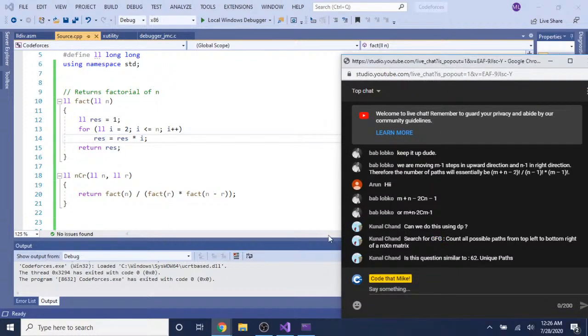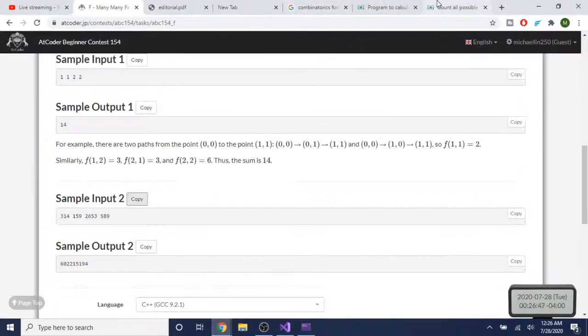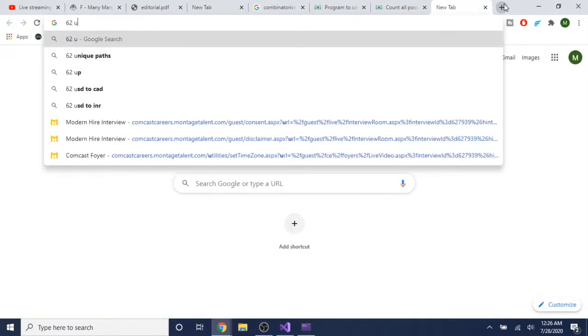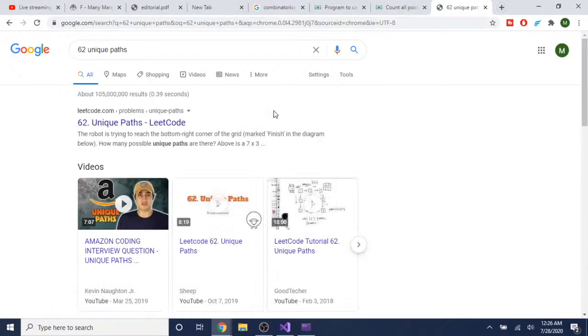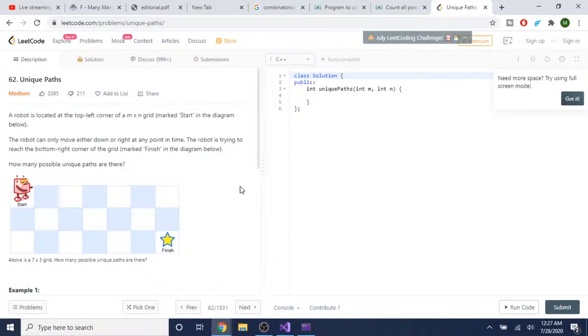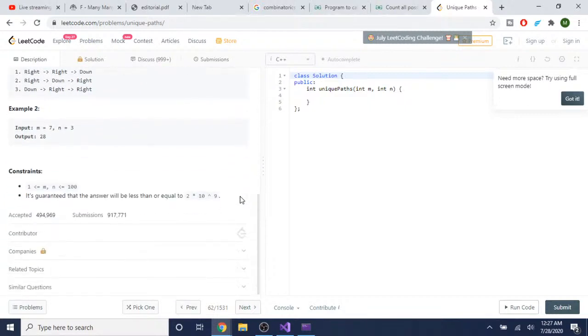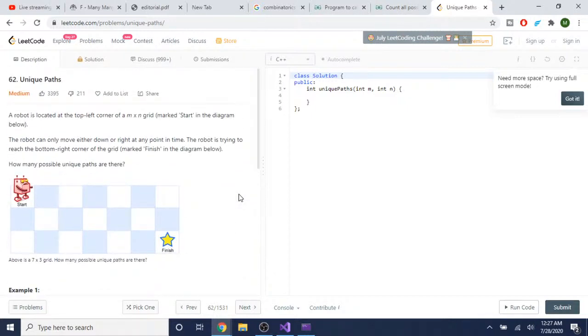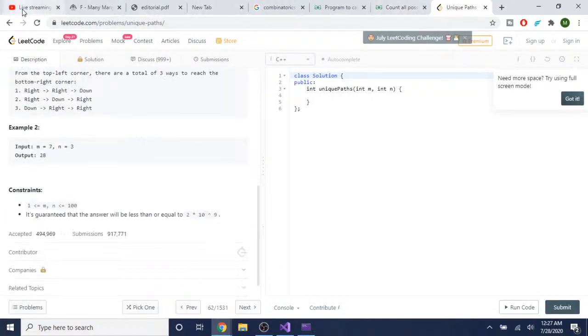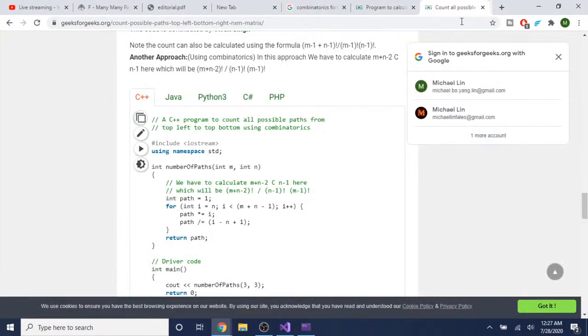Someone says the question is similar to 62, unique paths. Maybe you are right, but I don't know what that is. Let's see, 62 unique paths. I have not done this LeetCode question. Yep, it's probably very similar. If it's on LeetCode, it might actually be an interview question. Okay, anyway, back to our issue.